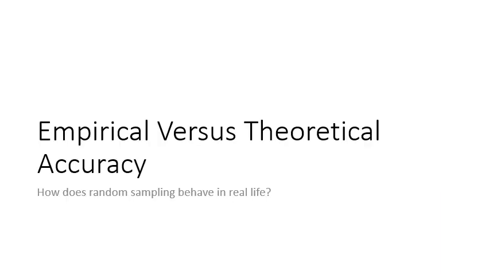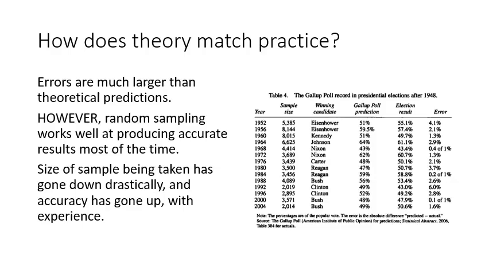We have discussed the theory of how accurate random samples are. Now we look at the reality. How does this work in real life? So here's a record of predictions by Gallup compared with the actual results and the errors. So one of the things that is clear is that the errors are much larger than the theoretical predictions. It is not true that the 99% or 95% confidence intervals nearly always happen.